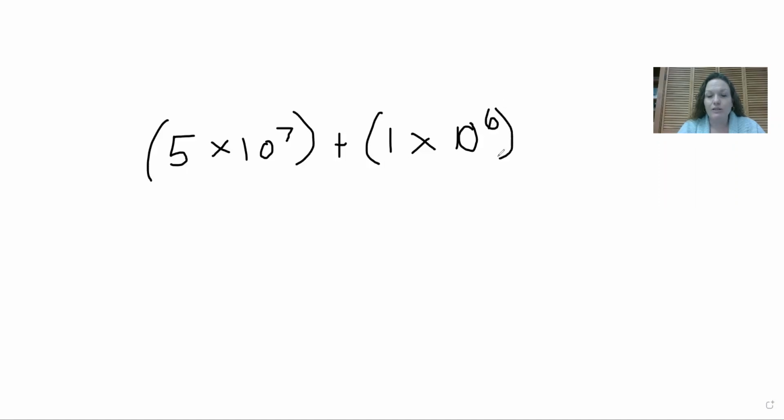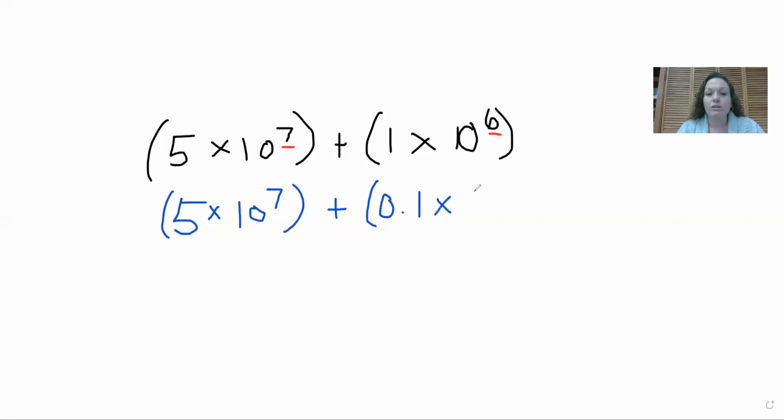Okay, now I want you to notice that my exponents do not match. When you're adding in scientific notation, you want them to match. Let me show you how to change this. We're going to leave this one 5 times 10 to the 7th power. We're going to change the second one so that it matches that power. So instead of it being 1, it's going to be 0.1. I moved the decimal over 1. I'm going to put times 10 to the 7th, and now I can add.